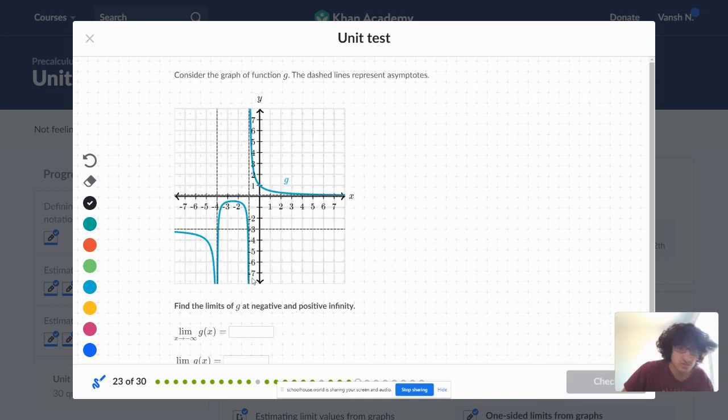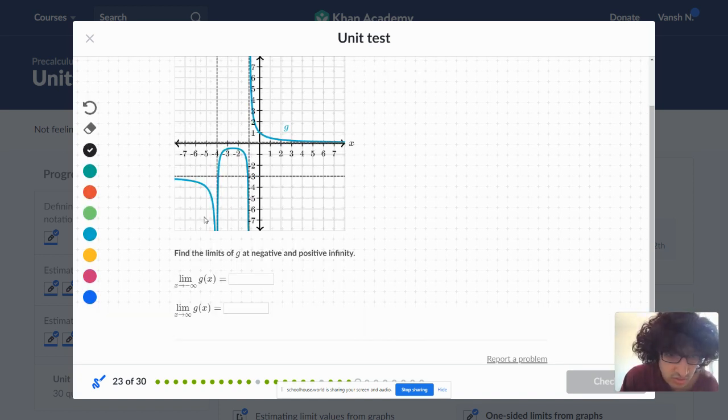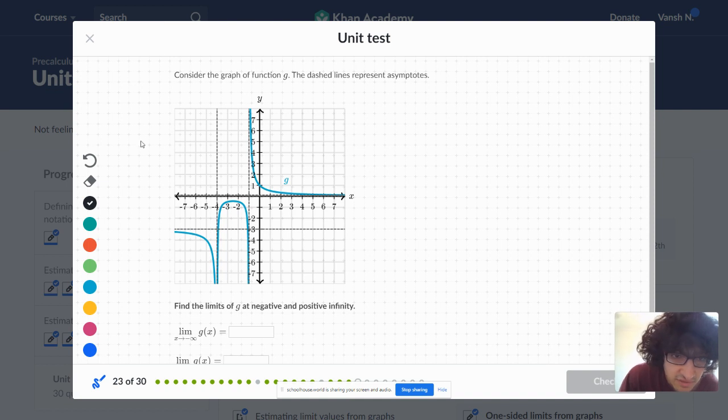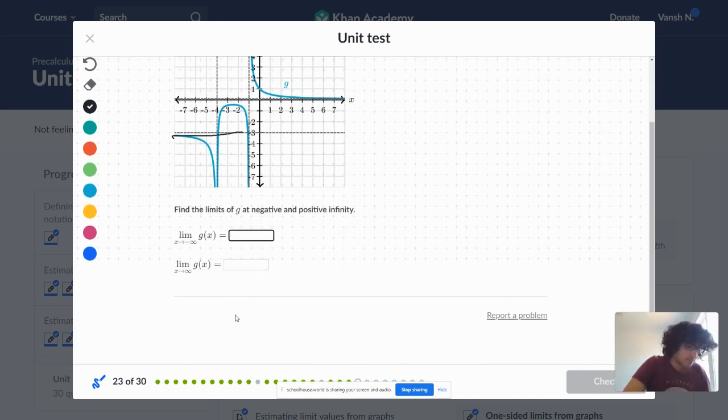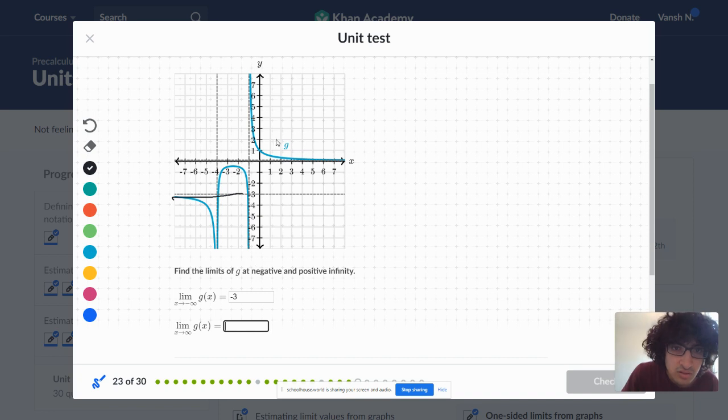Okay, limit as x goes to negative infinity. Is that it? Okay, negative input. So negative infinity, it looks like we're approaching -3. Positive infinity, right here, it looks like we're approaching 0.